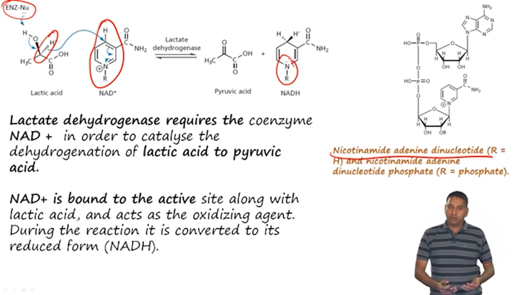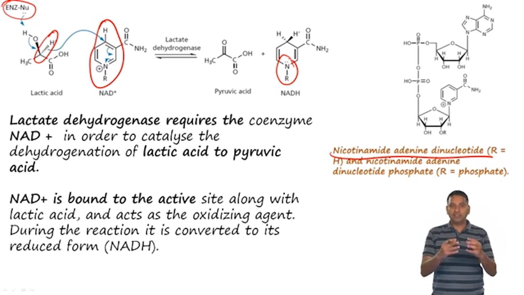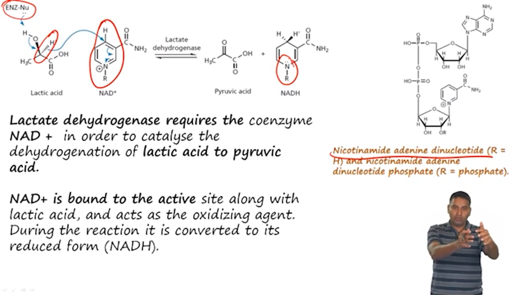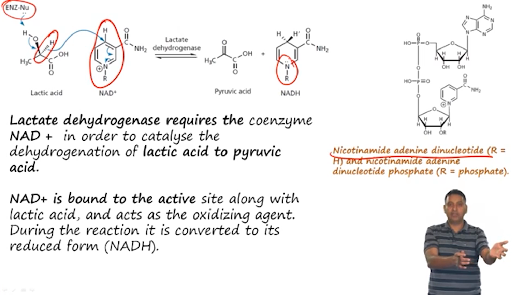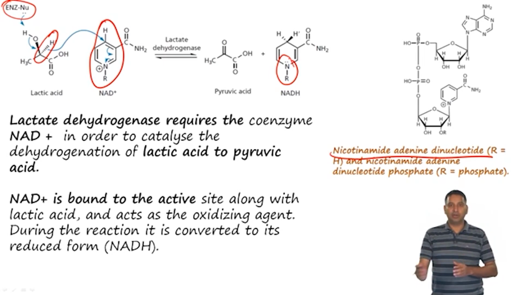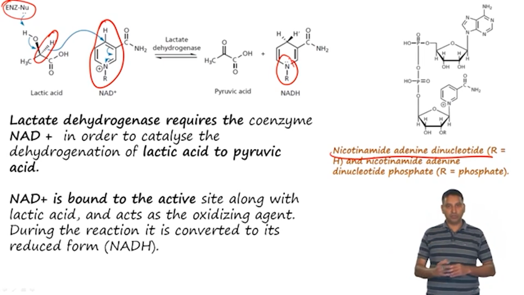The enzyme that we are talking about here is lactate dehydrogenase, and the substrate for this is lactic acid. Now, NAD+ has to be bound at the active site along with lactic acid. So, in this enzyme, lactate dehydrogenase, it is expected that you would have a binding site for lactic acid and a binding site for NAD+. Once the binding occurs, oxidation is facilitated and you form pyruvic acid, which then dissociates.